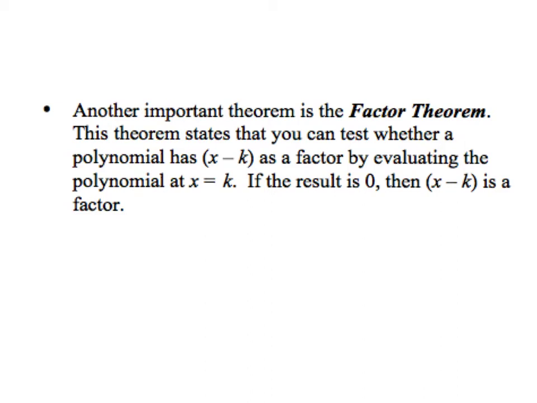We just talked about the rational zero theorem, so now we're going to talk about the factor theorem. This theorem states that if you are checking whether a polynomial has a factor x minus k, you evaluate the polynomial at x equals k. This is what I was talking about before. If your result is 0, then x minus k is an actual factor.